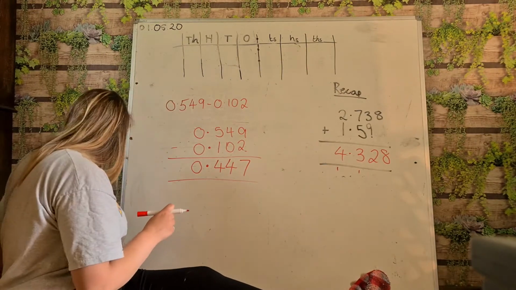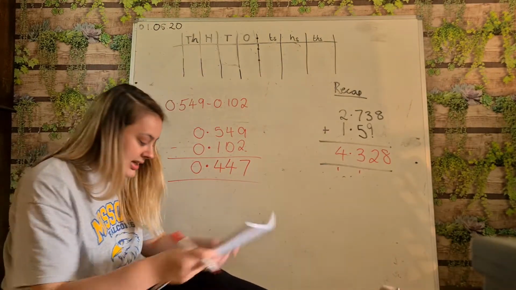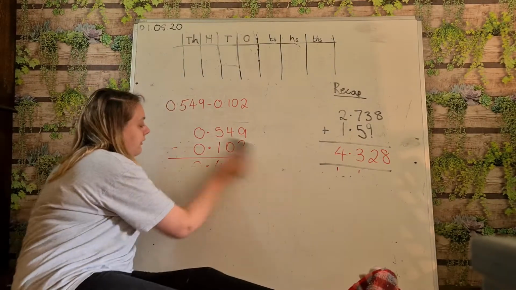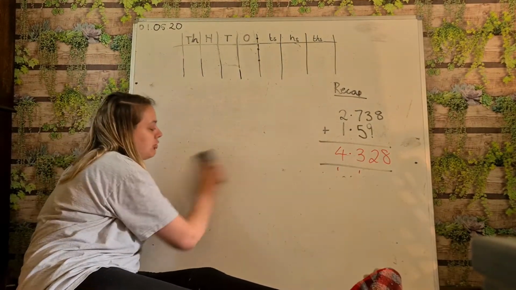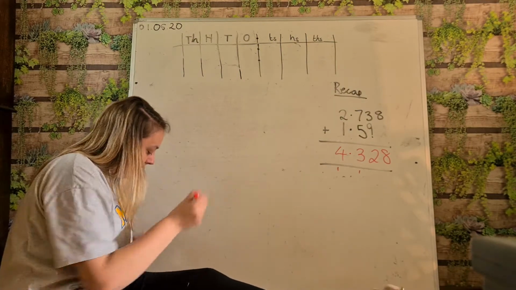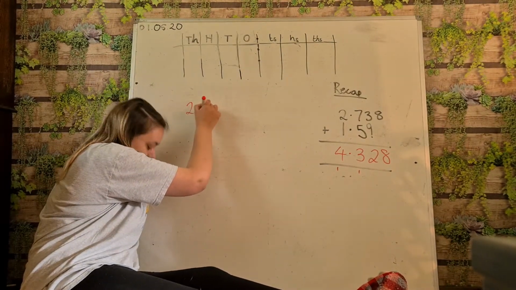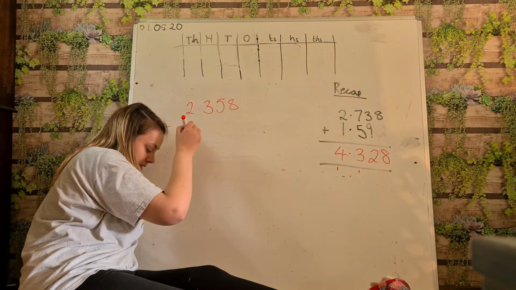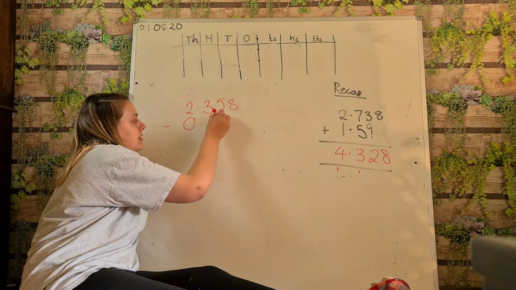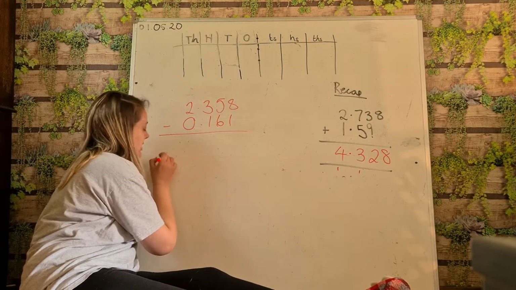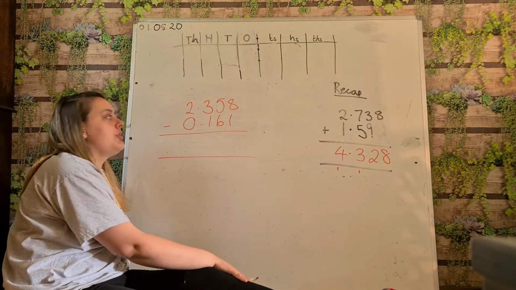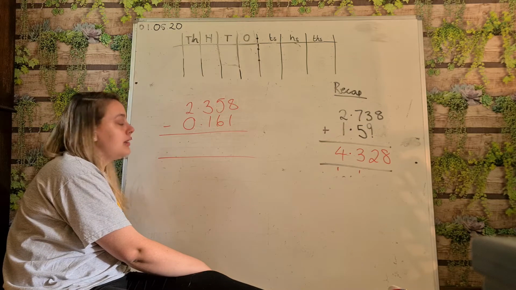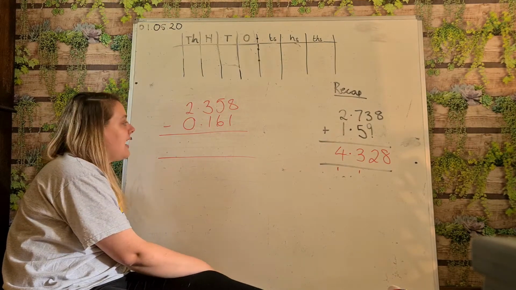Right, so I've got some little questions here that we're going to go through together. So let's rub this off. So we're going to get trickier as we go on. So we've got now 2.358 subtract 0.161. But although it's getting trickier, I still think you're all going to be able to do it because I think you're fabulous and I think you're all going to work it out. So let's see how we get on.